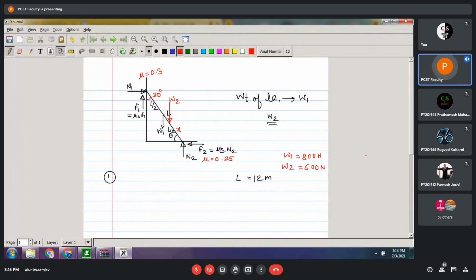Now instead of W2 and W1 in the free body diagram, you can directly put these values. Weight of the ladder is 800 Newton and W2 is the weight of the person, which is 600 Newton. Your L by 2 is 6 meter and the remaining L by 2 is also 6 meter.